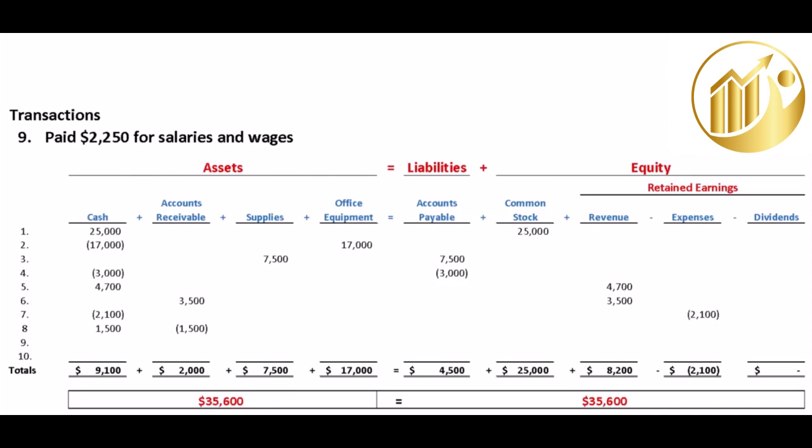The next transaction, number 9: paid 2,250 for salaries and wages. Again, paid. The asset account called cash will decrease, and an equity account will also decrease through expenses. Notice that assets equal liabilities plus equity, the fundamental accounting equation, holds.